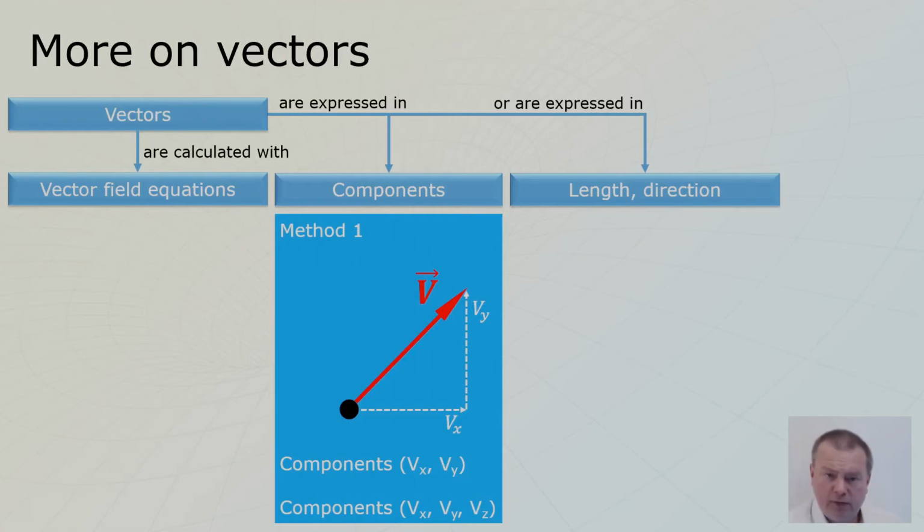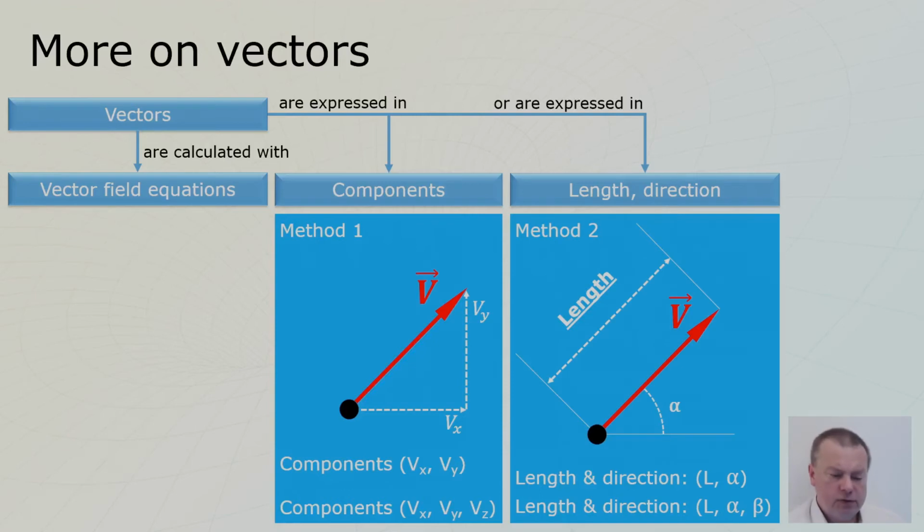If you have a three-dimensional vector, you need three components, right? And it's probably Vx, Vy and Vz. So this is easy. If you have those components, you can draw the vector. If you have the vector, you have its length, which is the strength of the quantity you are looking at, and you have direction. It's pointing somewhere.